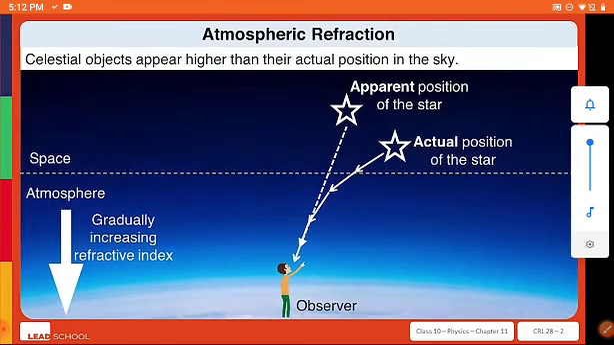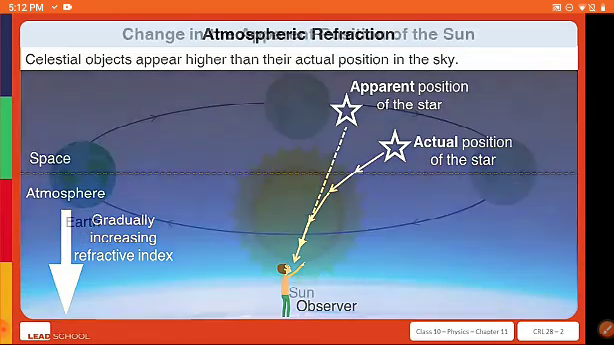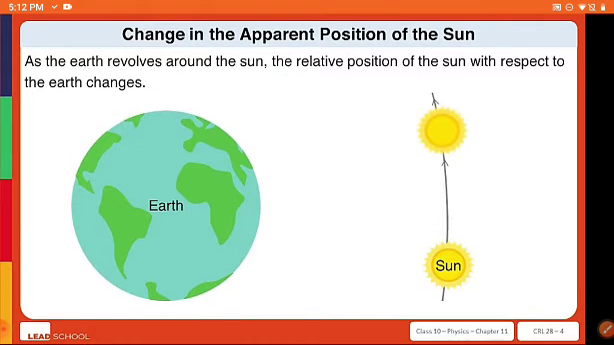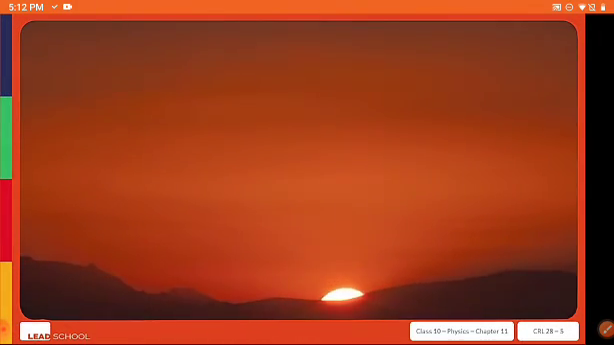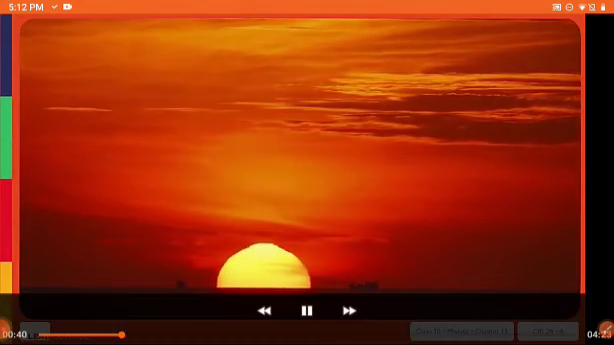We know that the atmospheric refraction of light causes celestial objects to appear higher than their actual position in the sky. Let us consider the example of the sun. We know that the earth revolves around the sun. As the earth revolves around the sun, the relative position of the sun with respect to the earth changes. In the earth's sky, the sun appears to rise in the morning and set in the evening.